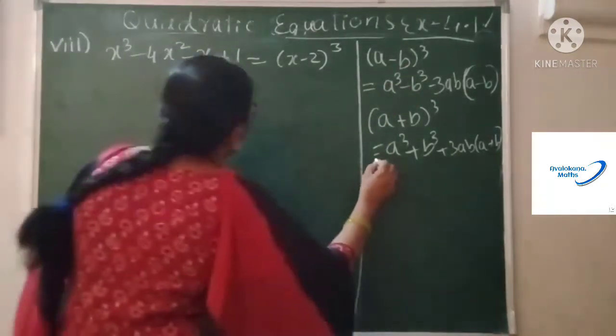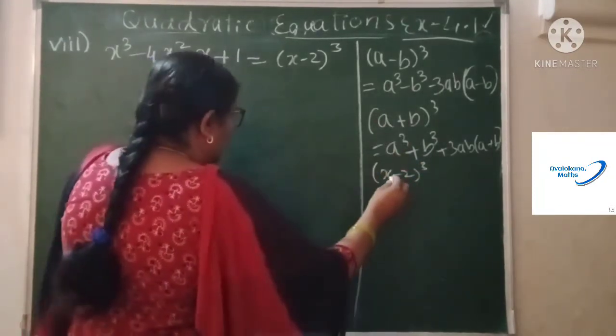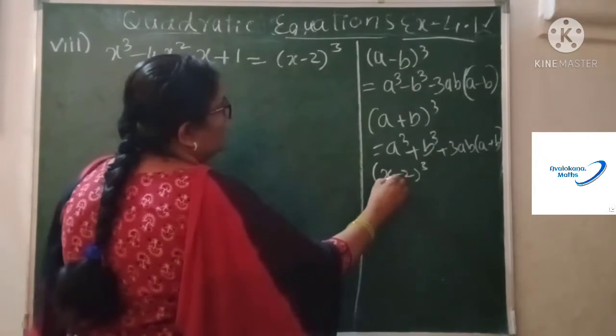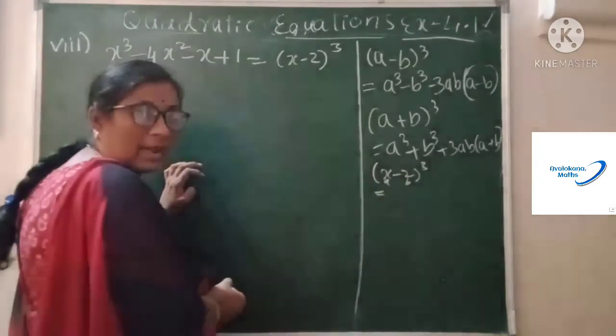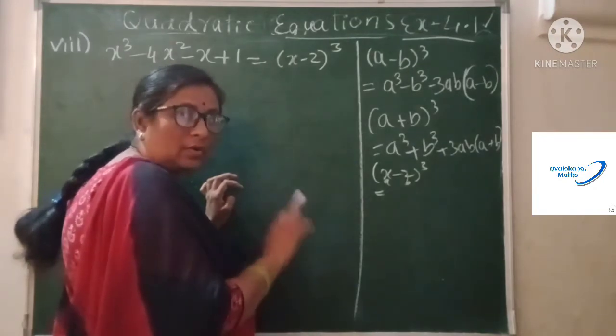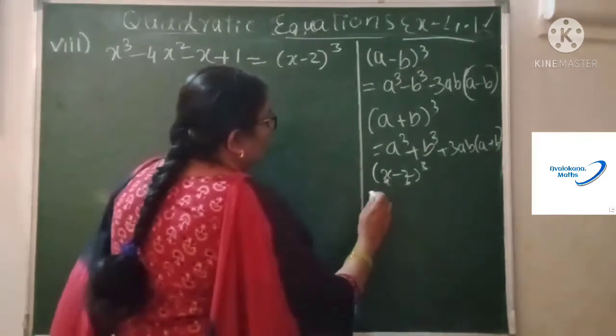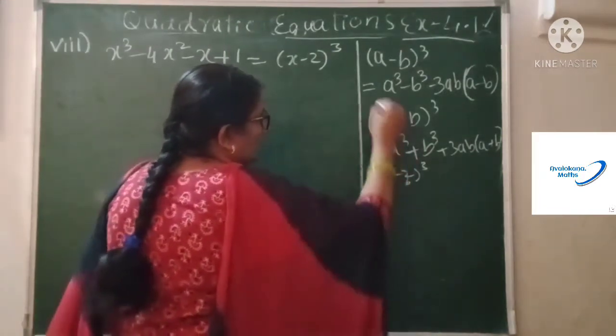So you have here (x minus 2) whole cube. That is equal to, in place of a you have x and in place of b you have 2, not minus 2, because you are writing the formula of minus. So you are not going to say b is minus 2. Okay. Now look at this one. Our formula is this one.